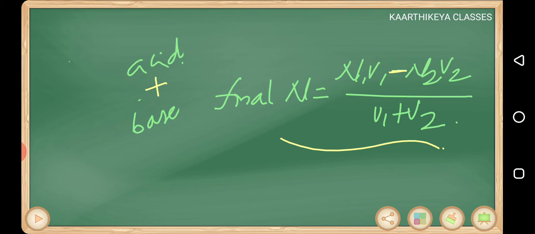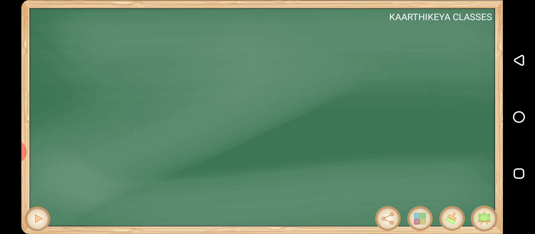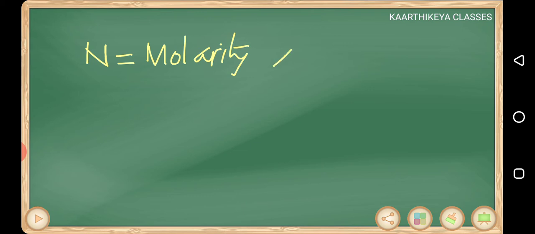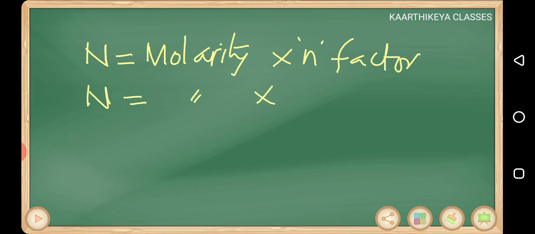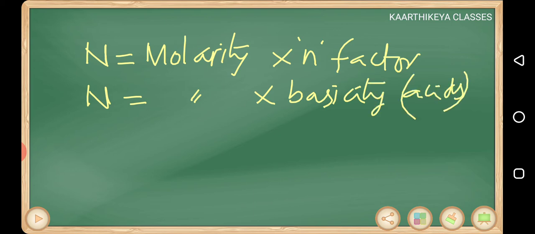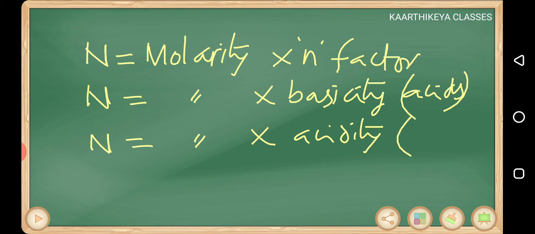Then the most important one: normality is equal to molarity into n factor. What is n factor? Normality is equal to molarity into basicity for acids. This is only n factor. Normality is equal to molarity into acidity, which is for bases.